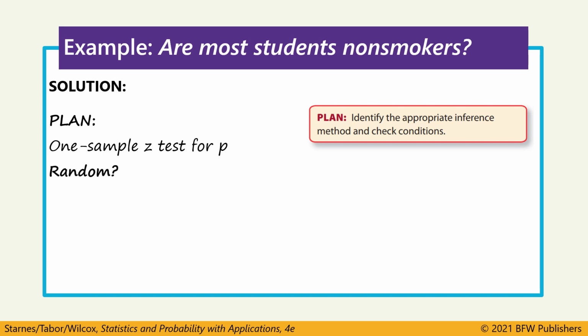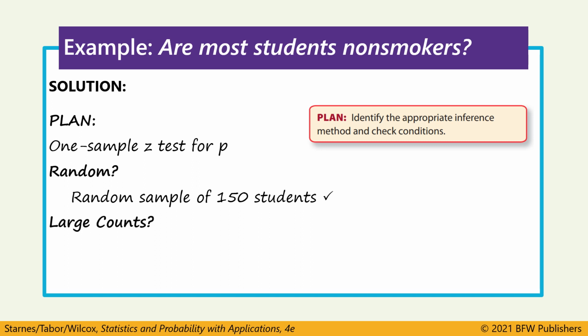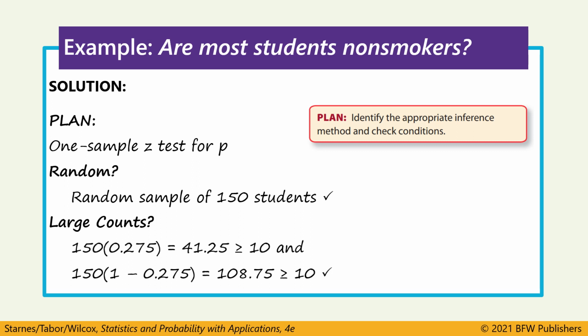And we want to check our conditions. It was stated this is a random sample of 150 students. We'll assume that this is less than 10% of all students at a school. And when we check our large counts, we're going to use that P equals 0.275 and 1 minus 0.275. That's the P from the null hypothesis, not the P hat. We get values that are both greater than 10. So that condition is met.